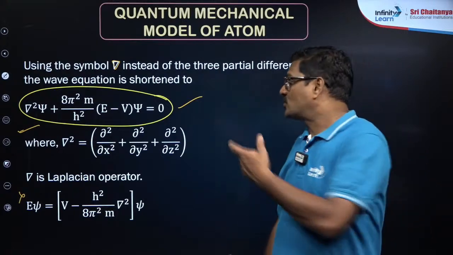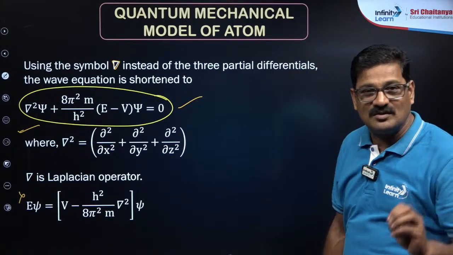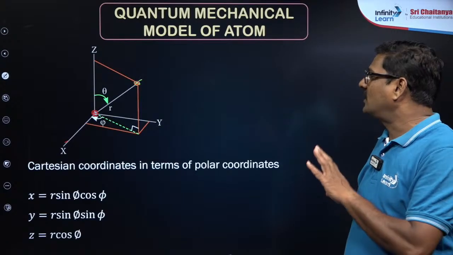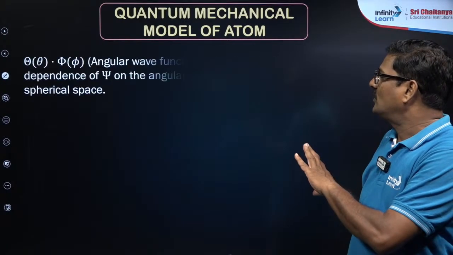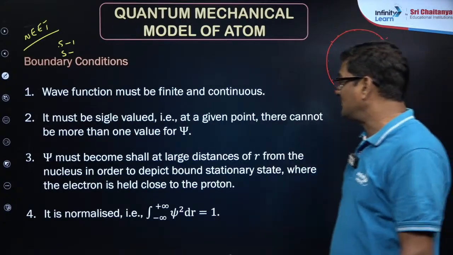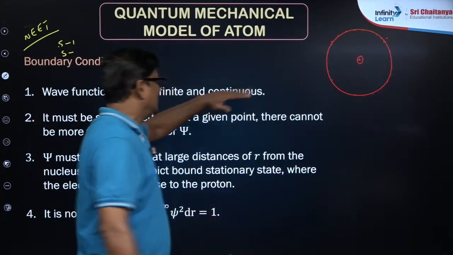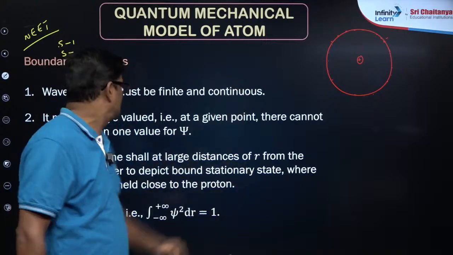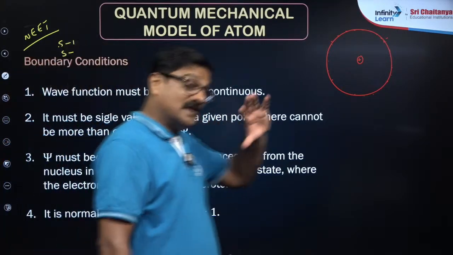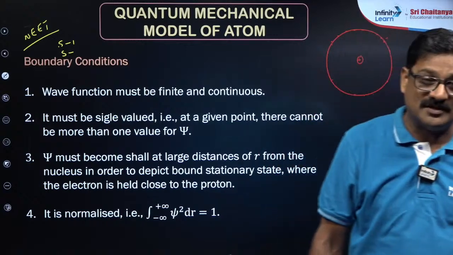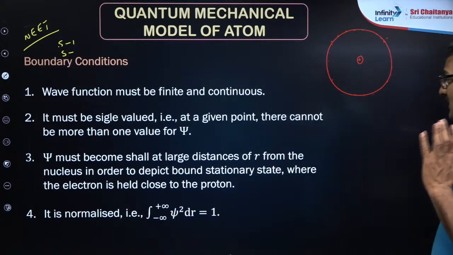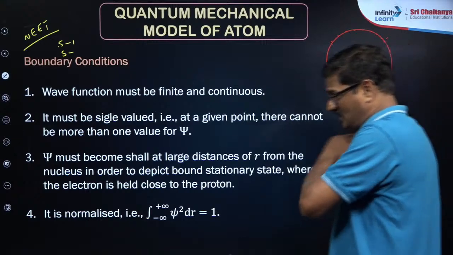So to pick the right solution of the Schrodinger wave equation, use these boundary conditions. These are your boundary conditions. First, the wave function must be finite and continuous. There shouldn't be any discontinuity, and it must be single valued. It shouldn't have an infinite number of values. Actually, it should have only a single value at a given point. There cannot be more than one value for psi.